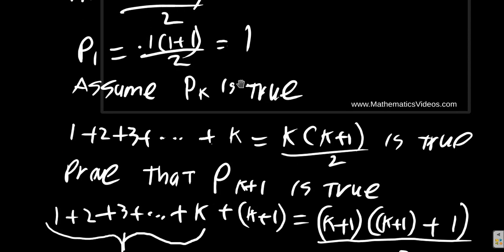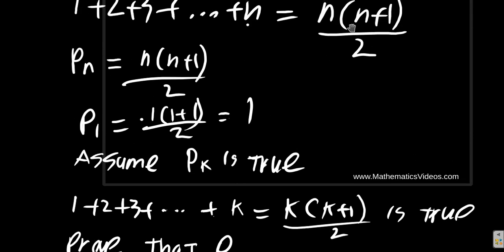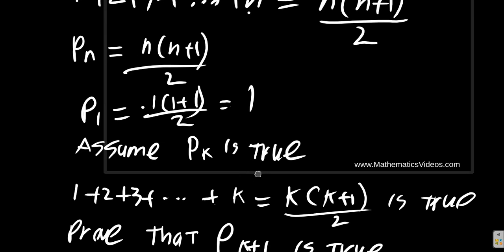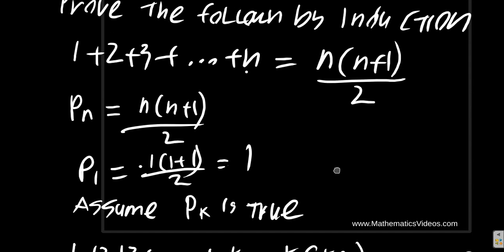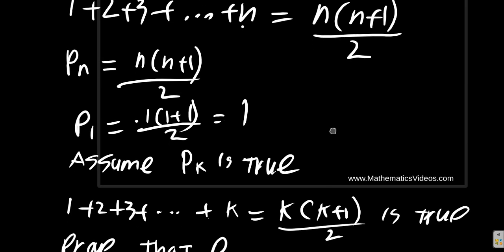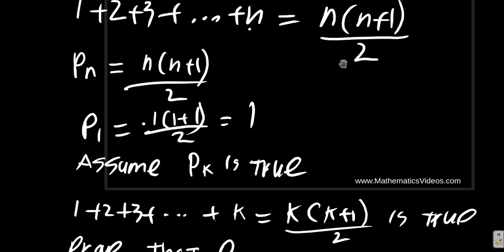You assume that Pk is true for some value k for n. So you substitute k for n. So 1 plus 2 plus 3 and so on plus k is equal to k(k plus 1) over 2. And of course, you may be saying, why is it that I change n to k? It's because n could be 100, right? Or whatever value. k is a number less than 100. It can be any number.